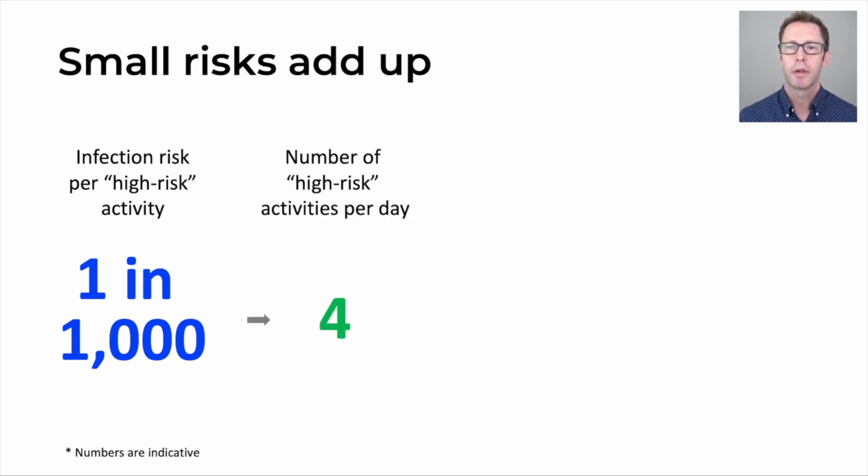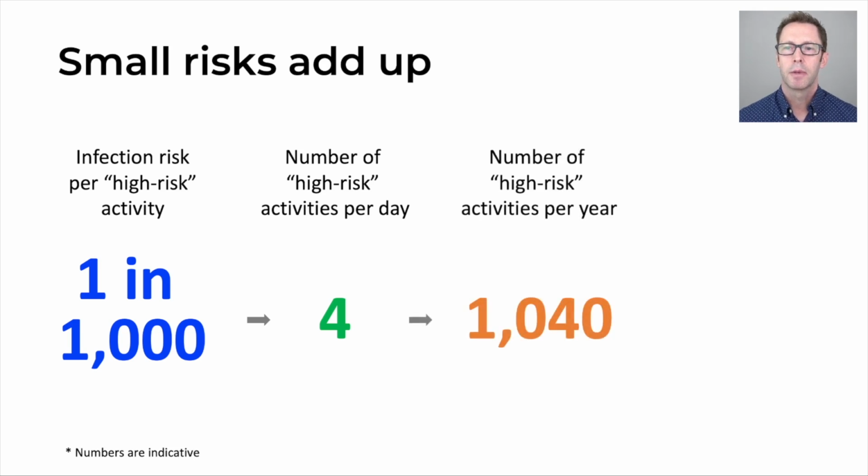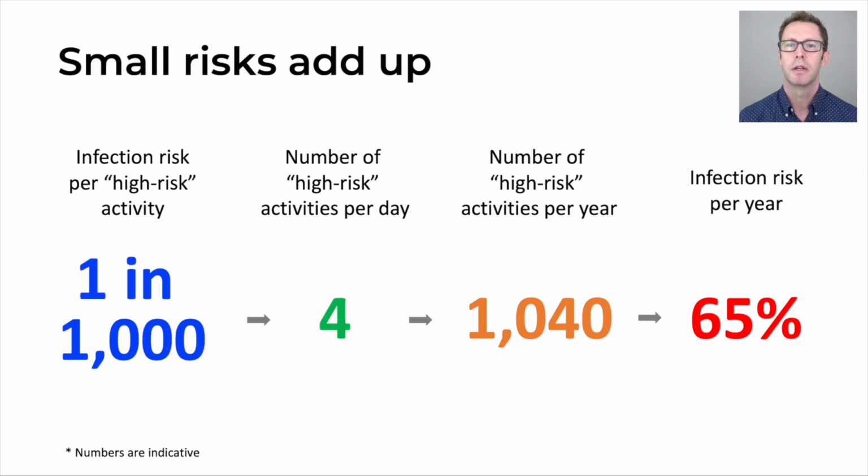If you're a teacher, the number of high-risk activities that you take part in per day might be around 4. So let's say that's teaching in 4 different classes. Then if we multiply that out to the number of days in a year, let's just look at weekdays for the sake of this exercise, that adds up to over 1,000 high-risk activities per year. Then we can use the cumulative probability equation to work out that your infection risk over a 12-month period is actually around 65%. And this matches with reality. What we've seen in Australia over the last couple of years of the pandemic is something like 60 to 70% of the population is getting infected once or more every year.